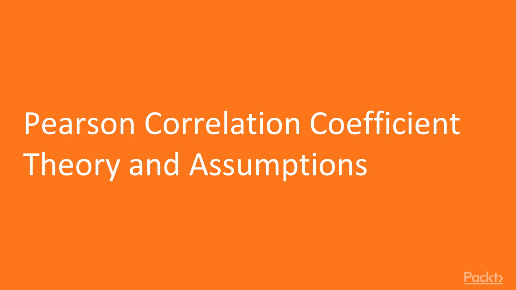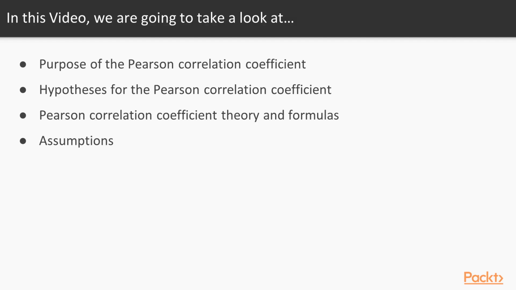In this video, we're going to talk about the Pearson correlation coefficient, both its theory and its assumptions. Specifically, we're going to take a look at the purpose of the Pearson correlation coefficient. From there, we're going to move on and talk about the hypotheses for the Pearson correlation coefficient. After that, we'll talk about the theory and the formulas behind this statistical procedure. And then finally, we're going to talk about its assumptions.